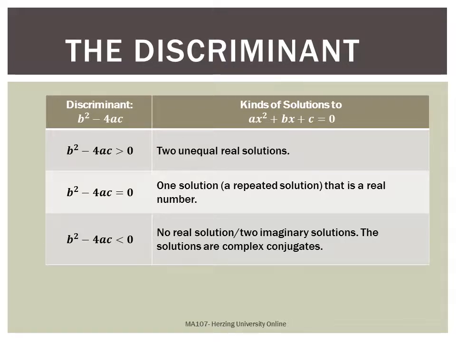If b squared minus 4ac is equal to 0, then there will be one solution, a repeated solution that is a real number. If b squared minus 4ac is less than 0, then the solutions will be two imaginary solutions. These solutions would be called complex conjugates.